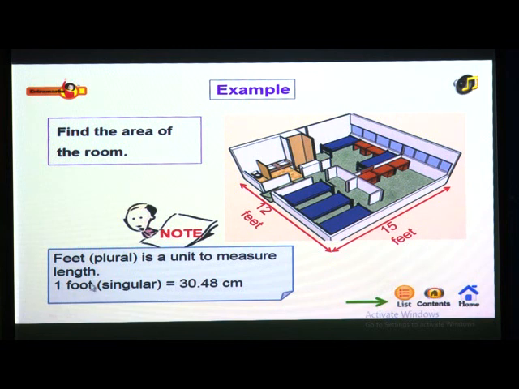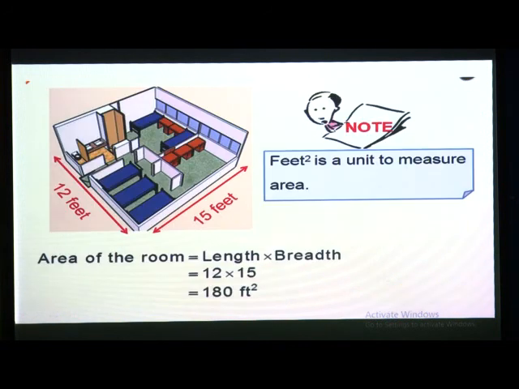1 foot, feet meaning plural, is equal to 30.48 centimeters. We need to find the area of this room. The formula for area is length into breadth. 12 into 15 is 180 feet square, or we can say square feet. 180 square feet.